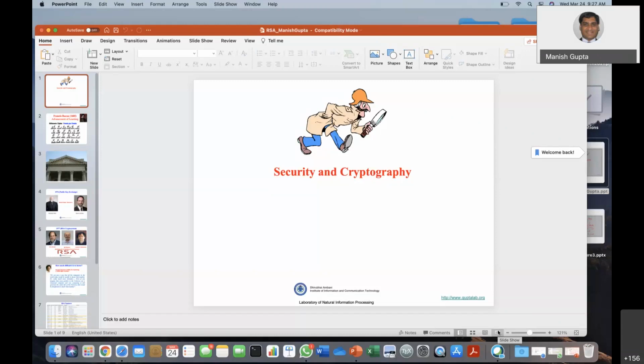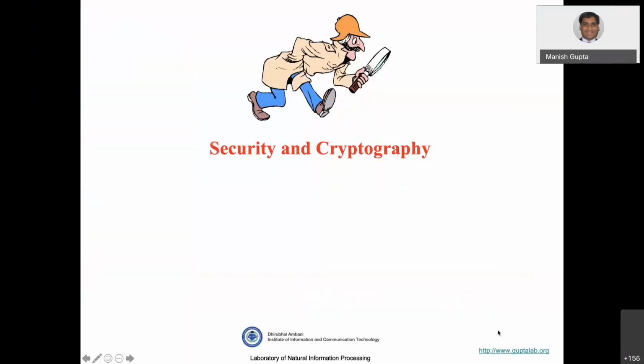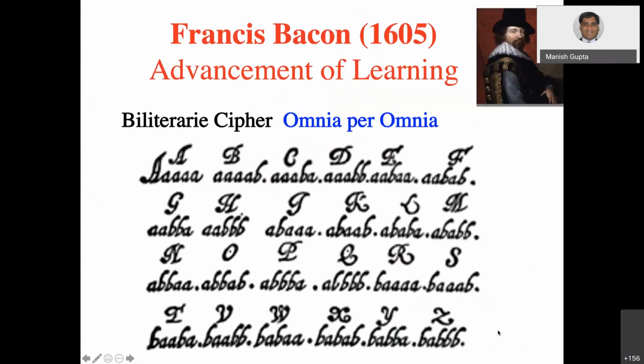Okay. So now I'm going to describe something really beautiful in security and cryptography systems. By the way, this is the first cipher that was used. Apart from the modular thing, can you observe something unique here? This is known as omnia per omnia, the bilateral cipher. I have taken a picture from Francis Bacon's book, 1605. This is the time of Shakespeare. You see that A is all 5 A's, capital B is 4 A's and 1 B. It's kind of binary encoding. Yes, sir, it looks like binary.